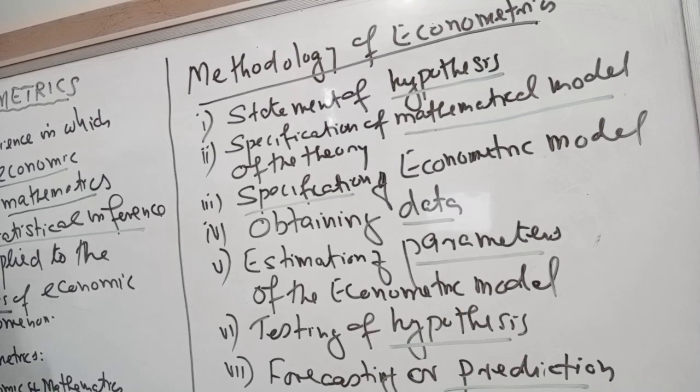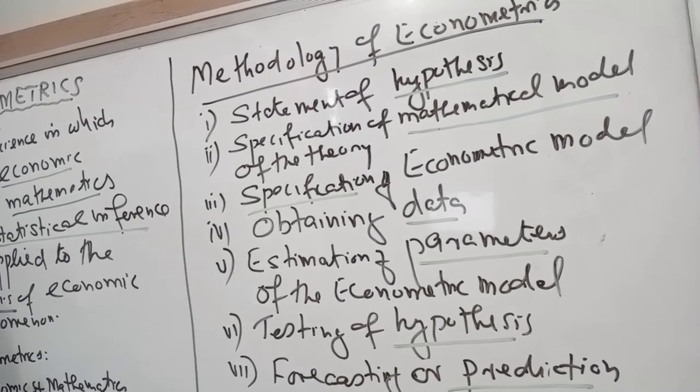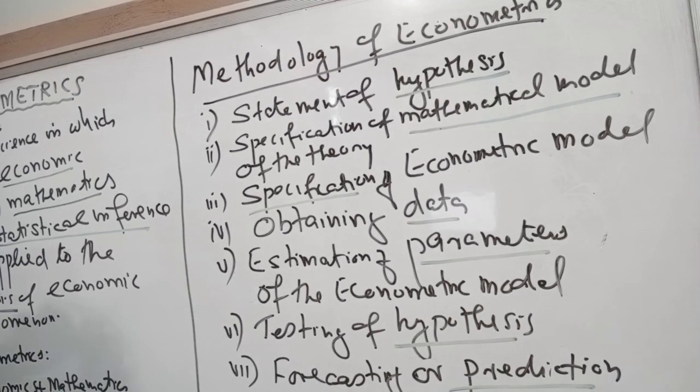So what are the different steps in econometrics? What is the methodology of econometrics? And as usual, there are three phases. One is planning, second is execution, and third one is analysis. The subject econometrics has several steps. Mainly there are 8 different steps.